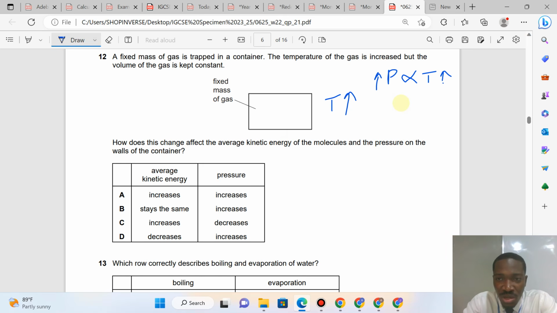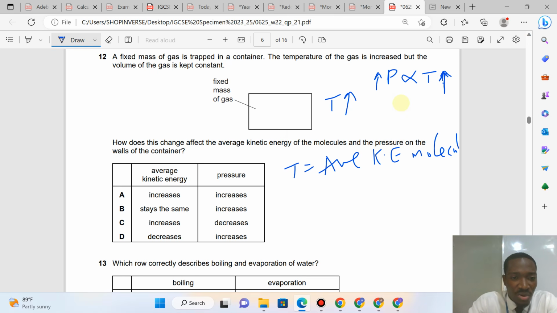Now, when you are increasing temperature of a gas, what is happening to average kinetic energy? Do not forget that temperature is the average kinetic energy of the molecules of a substance. So when you are increasing temperature, you are increasing the average kinetic energy. You get it? So the average kinetic energy must increase. The pressure must also increase because an increase in temperature leads to an increase in pressure. That makes option A the only correct answer in this case.